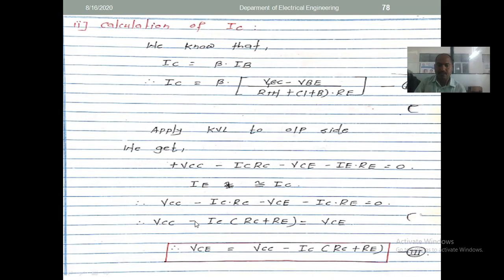So VCC minus, taking IC common, in this equation VCC minus IC into bracket of RC plus RE. This minus VC going to the other side becomes plus VC. So VCC minus IC into bracket of RC plus RE is equal to VC. This is the equation for the calculation of VC. Did you get it, this value?